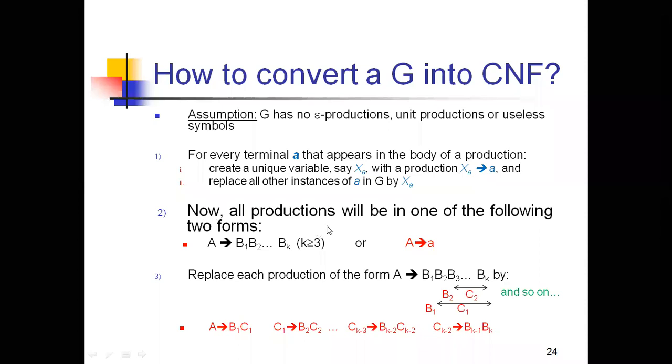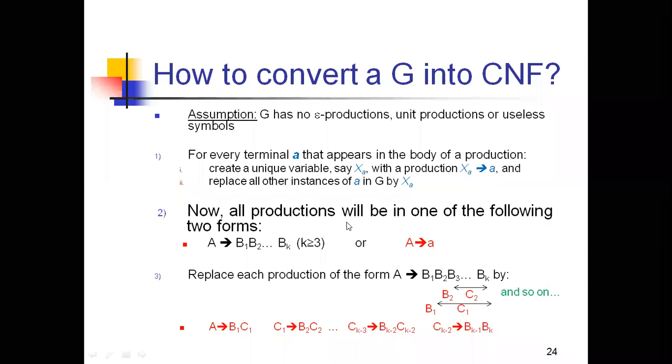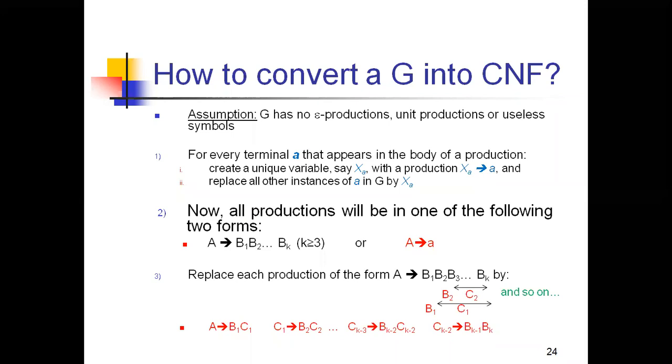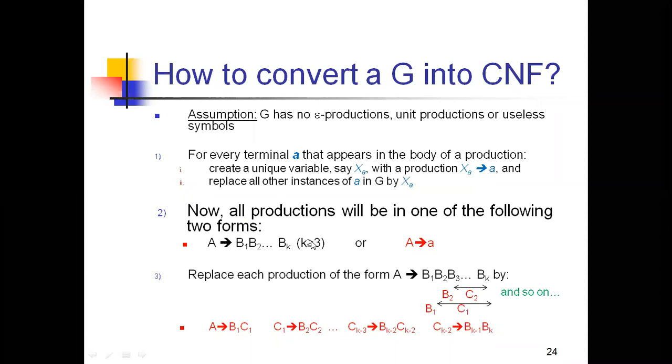So now all productions will be in one of the following two forms. What do those mean? Either a variable tends to at most two variables, or a variable tends directly to a terminal, right? The k should be greater than or equal to 3, greater than or equal to 2. Compulsory, it should consist of more than two variables. And here see how I am replacing each production of the form, for example, A tends to b1 b2 b3 and so on up to bk, right?